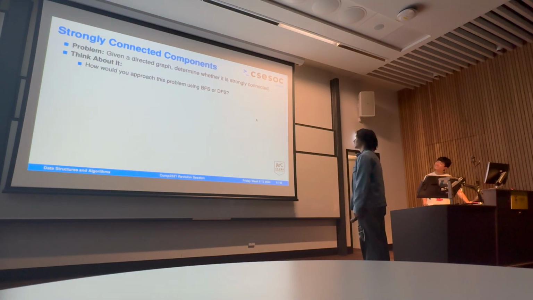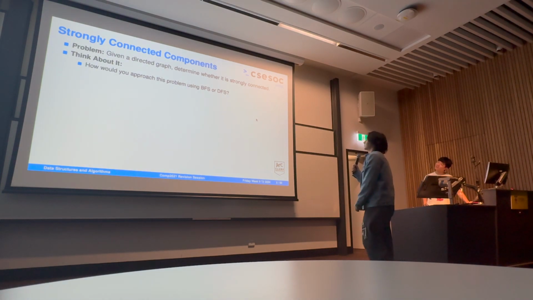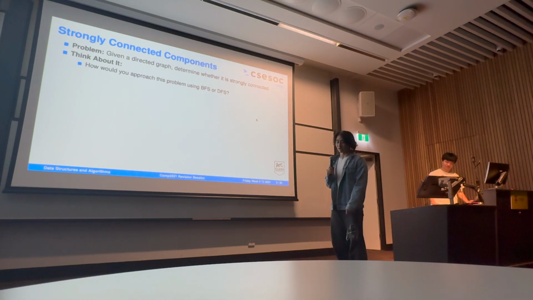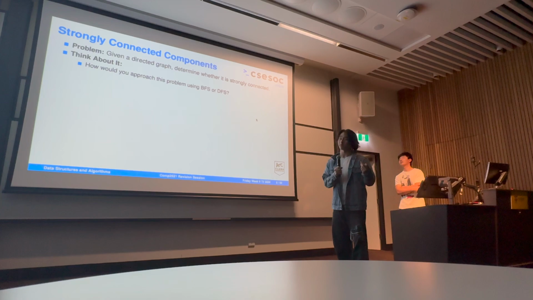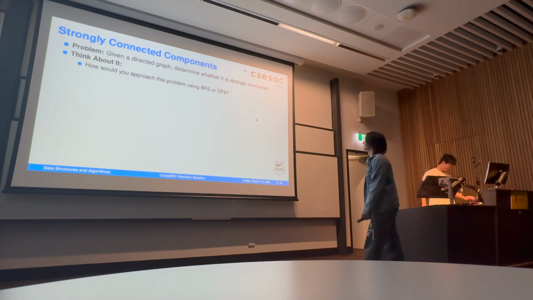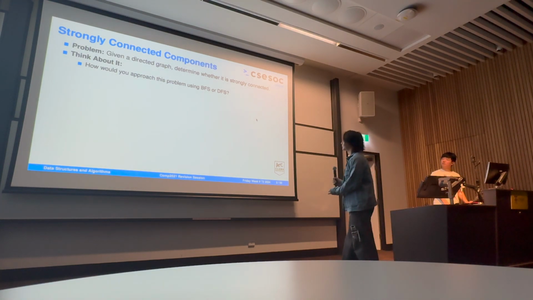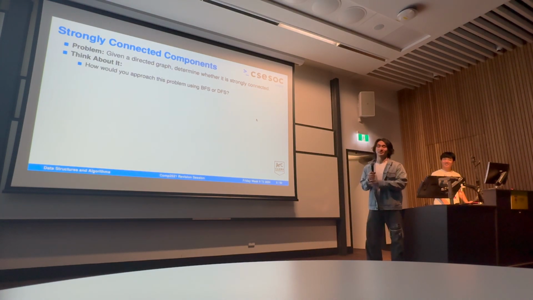Okay, let's look at a problem. Strongly connected components. So, what is a strongly connected component? It's a part of a graph where from every node we can visit every other node in that component of the graph. And we want to determine if the graph is strongly connected or not. So let's have a think about it. How would you approach this problem using BFS or DFS? It's fine if you can't think of it on the spot. This is probably a harder question, maybe.